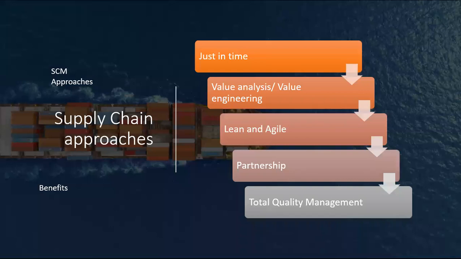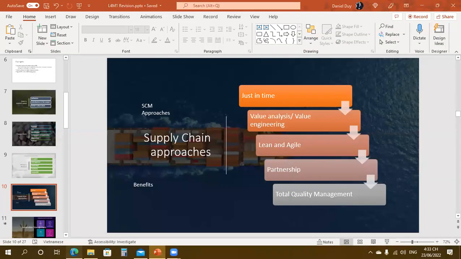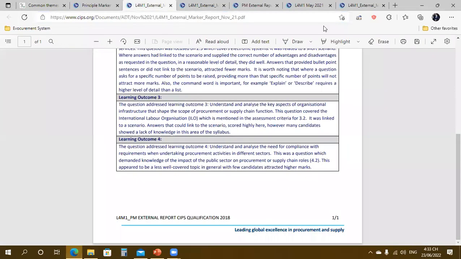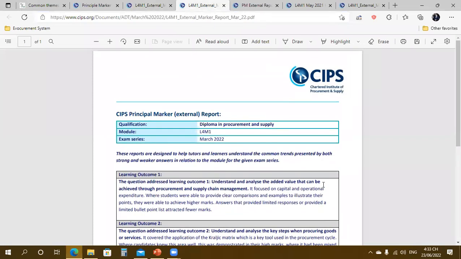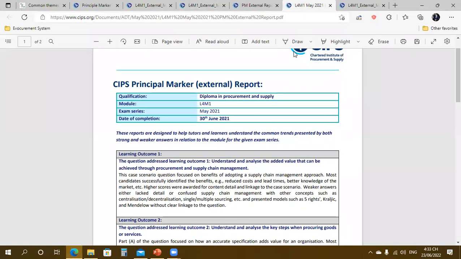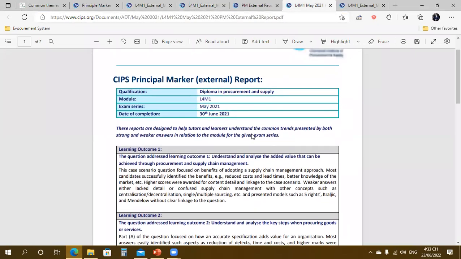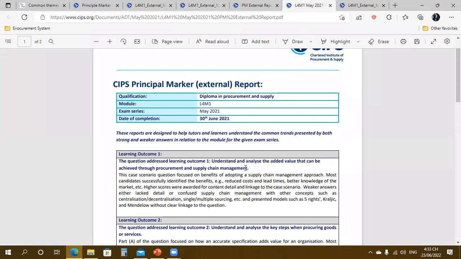Okay, I now explain how to solve the question in the May 2021 exam. The benefits of adopting supply chain management approach in procurement.